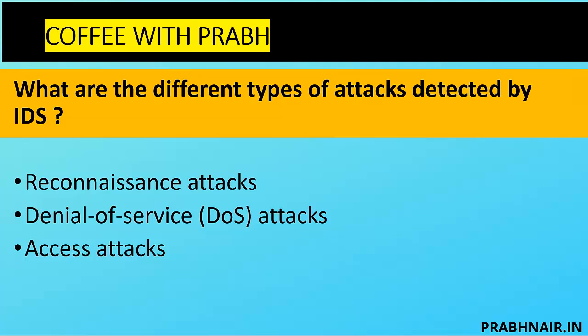Second is DoS attacks. If someone is sending multiple requests, mass requests, IDS is able to identify this pattern, and based on that, it generates an alert. Or someone is trying to perform any kind of access to the perimeter. So these are the different types of attacks that will be detected by the IDS.